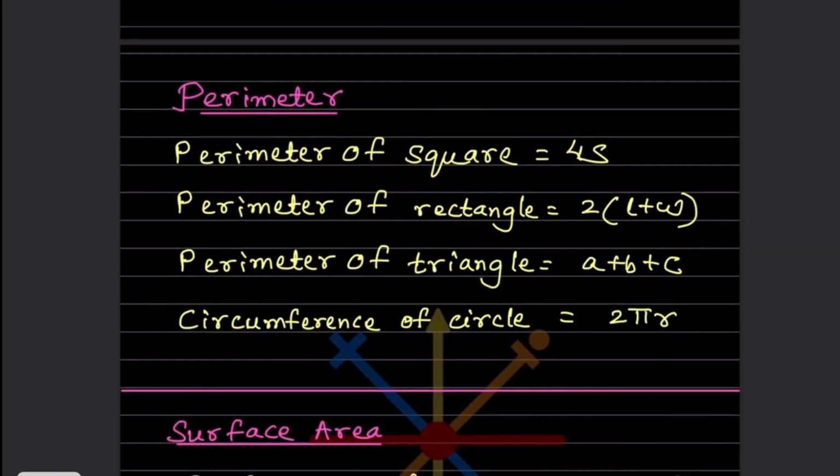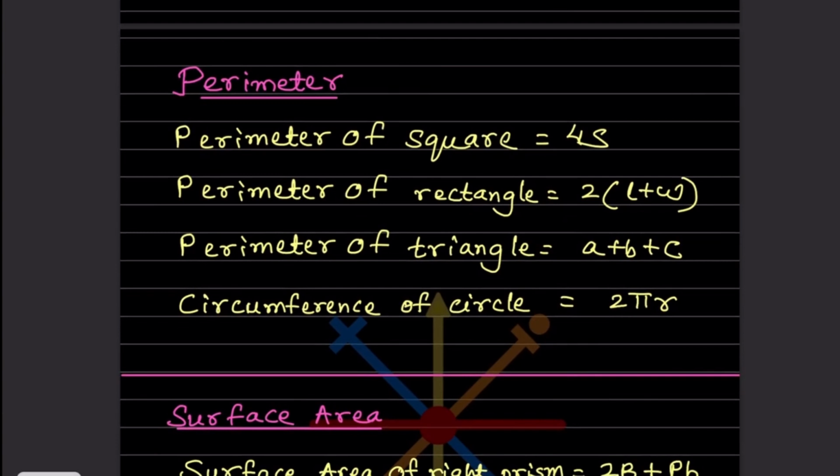So now you know the perimeter. Perimeter means we can see for perimeter of the square. This is a square. Perimeter means sum of all sides. So this is S, that is going to be 4S.